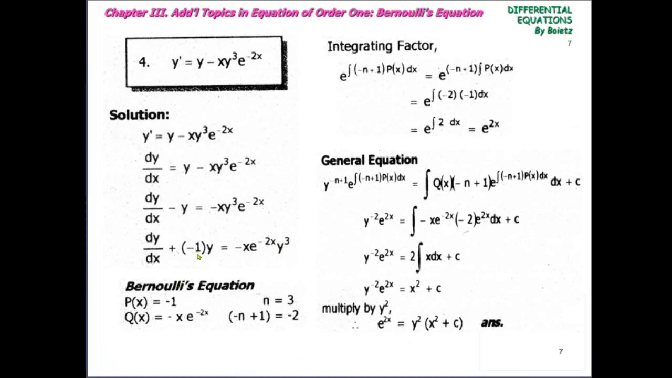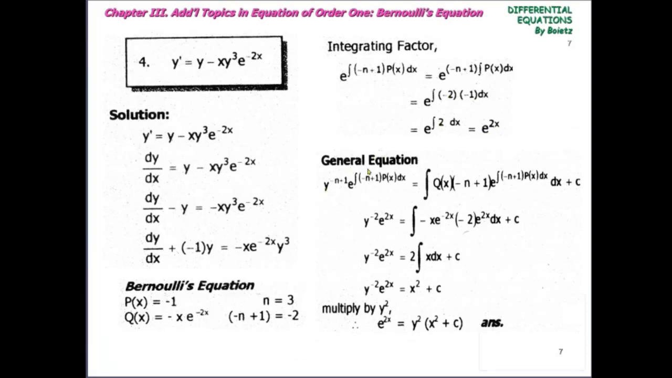Okay. Px is negative 1, your Qx is negative x e to the negative 2x. Then n is equal to 3. Then your negative n plus 1 is negative 2. Again, class, your n can be negative value or negative integer. So, pwede siyang maging negative. Nagkataon na puro positive. So, the integrating factor is e to the integral of negative n plus 1 px dx. Okay. Then, this one is the integral of negative 2. Then, px is negative 1. So, positive 2 or e to the 2x.